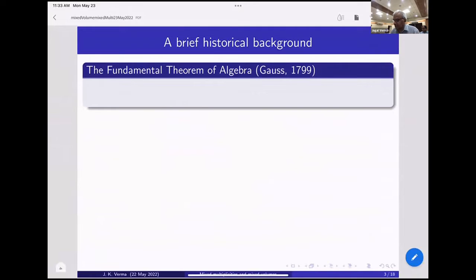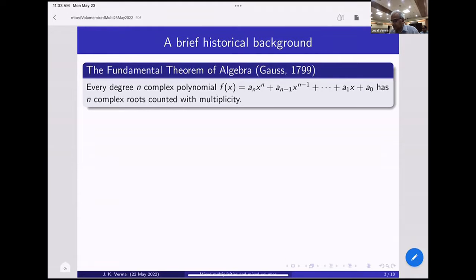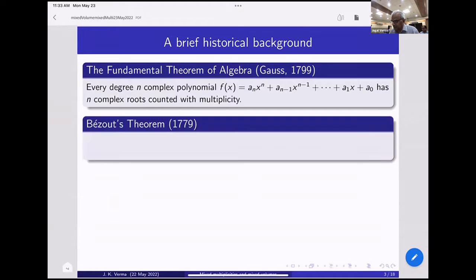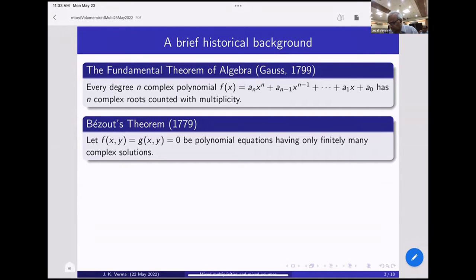So it really begins with the fundamental theorem of algebra due to Gauss, proved in 1799 in his thesis, which says that every degree n complex polynomial has n complex roots if counted properly with multiplicity. And in the same year, this theorem was generalized by Bézout, for bivariate polynomials with complex coefficients. Suppose you have two polynomials which have finitely many complex solutions, then the number of solutions is at most the product of their degrees.